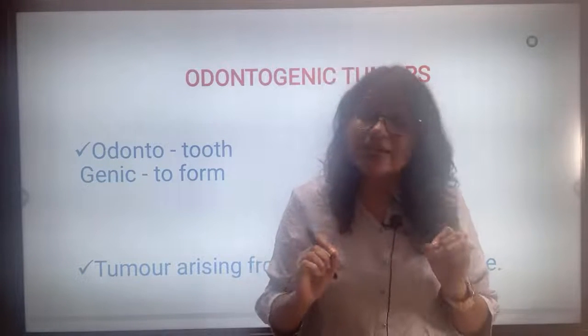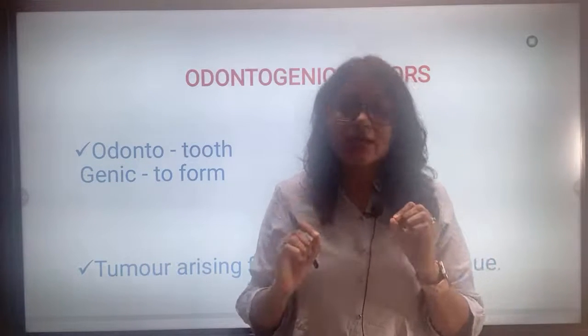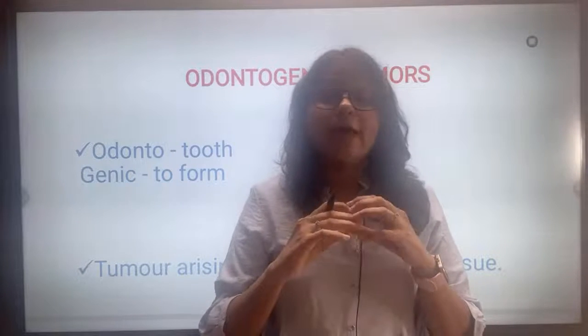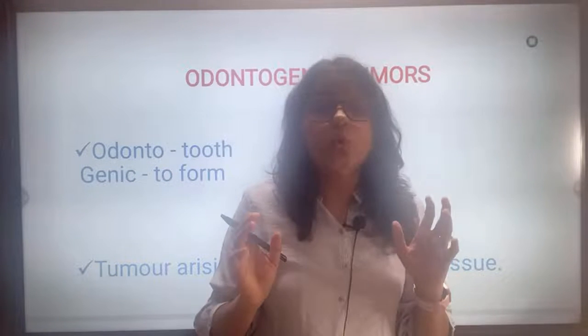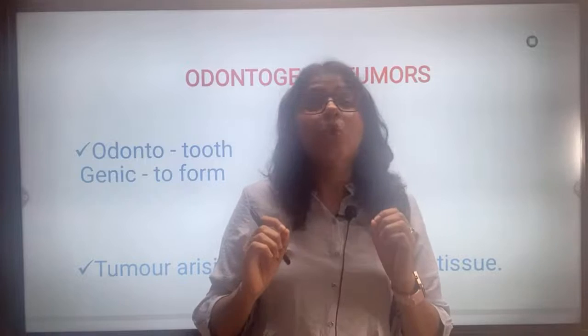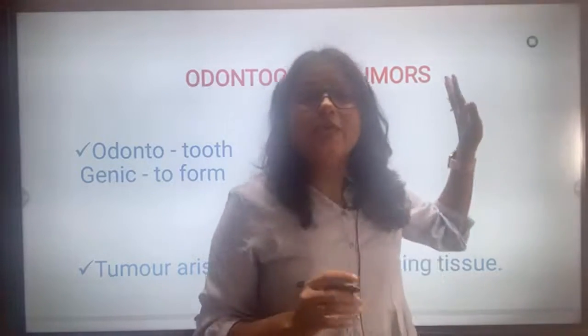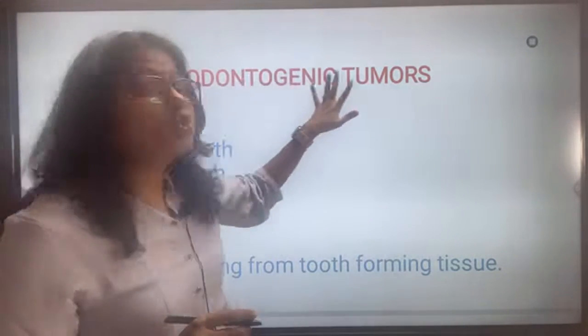And then there is the malignant tumor. A malignant tumor is one that can grow abruptly. Uncoordinated growth will be there and it will also metastasize. So today we are starting with odontogenic tumors.